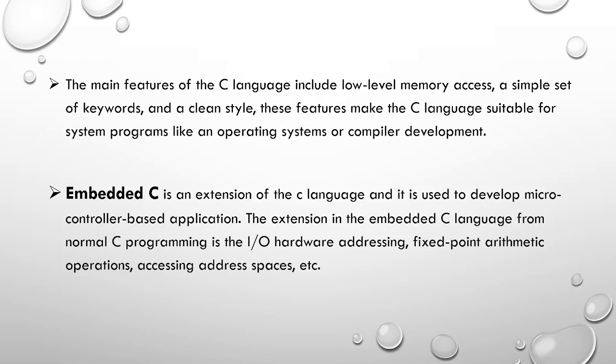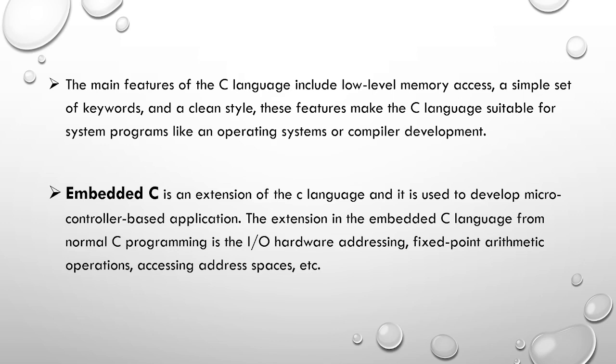The main features of the C language include low-level memory access, a simple set of keywords, and a clean style. These features make the C language suitable for system programming like operating system or compiler development. Now, embedded C. Embedded C is an extension of the C language and it is used to develop microcontroller based applications. The extensions in embedded C from normal C are IO hardware addressing, fixed point arithmetic operations, accessing address space, etc.